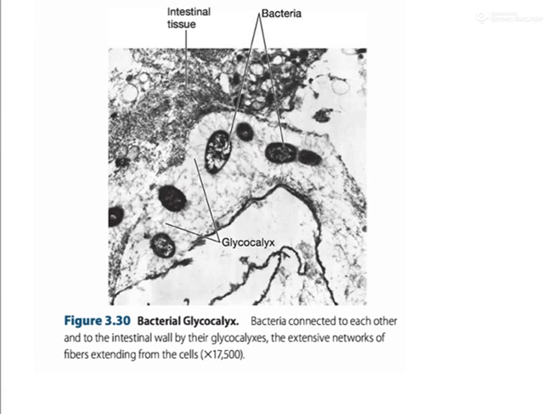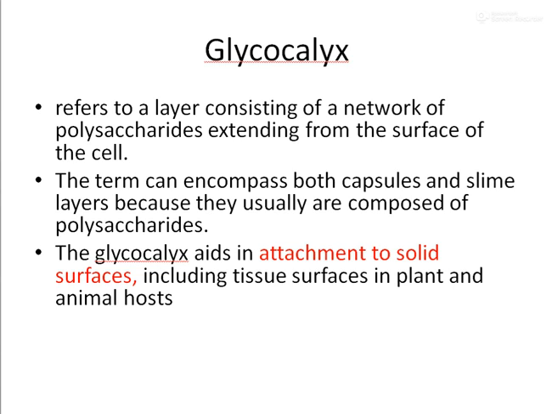Now, the next one which we have is the bacterial glycocalyx. What is glycocalyx? Glycocalyx mainly refers to a layer consisting of a network of polysaccharides which extend outside from the surface of the cell. The term can encompass both capsules and slime layers, which are usually composed of polysaccharides. And glycocalyx aids in the attachment to solid surfaces, including tissue surfaces of plant as well as animal hosts.